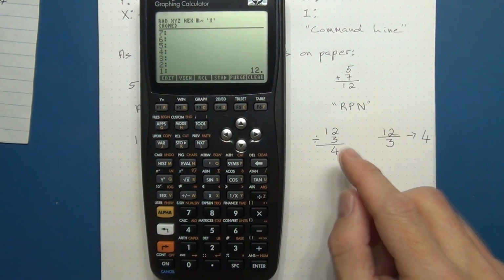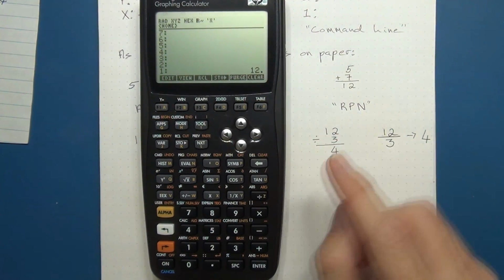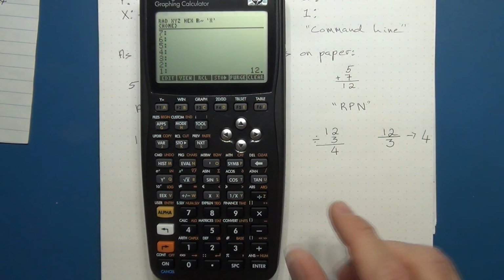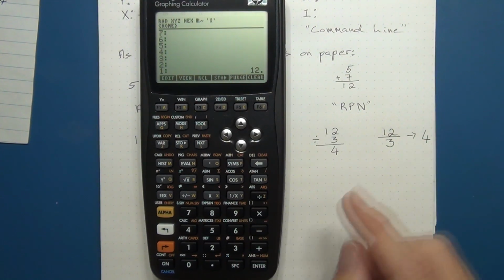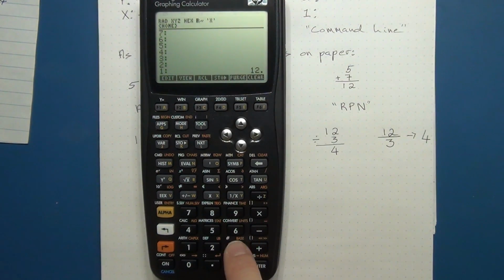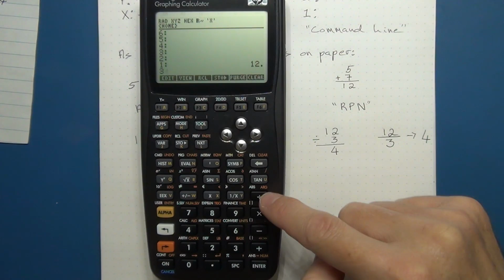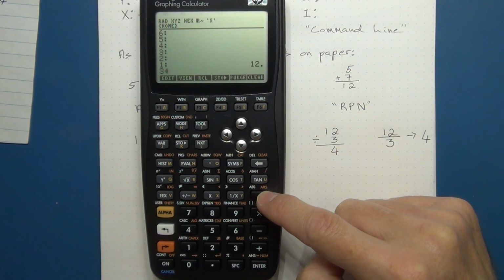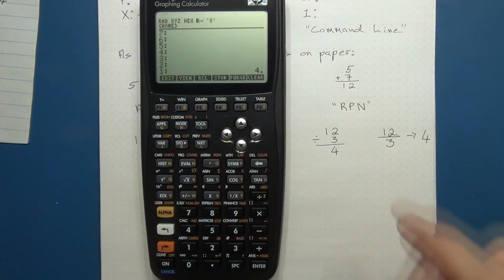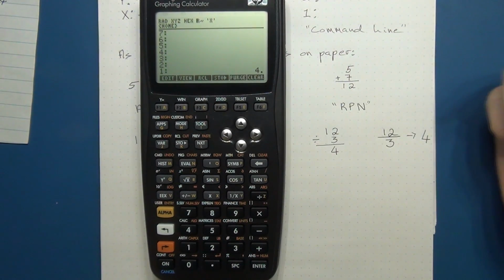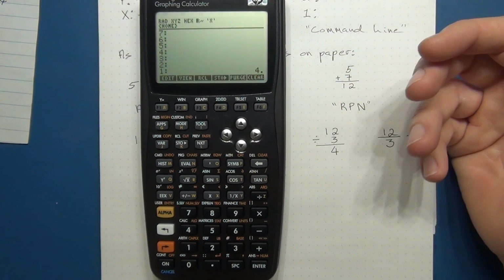Now the other way of doing it on the 50G, as opposed to going 3 enter and then performing the result of that actual sum, is to go 3 and then just hit the divide. So with it on the command line, I hit divide and that performs the operation. So that means there's one less keystroke.